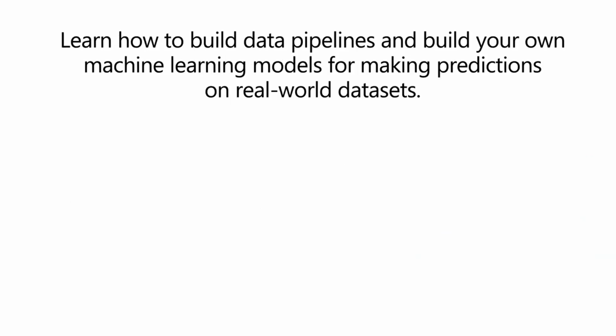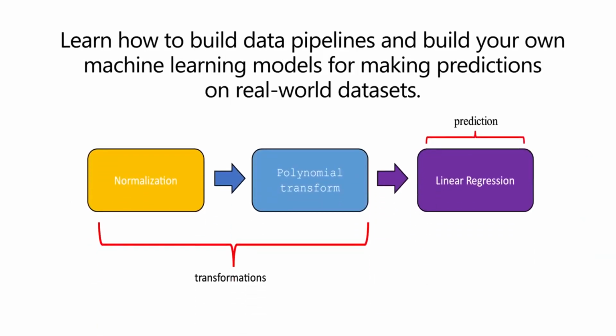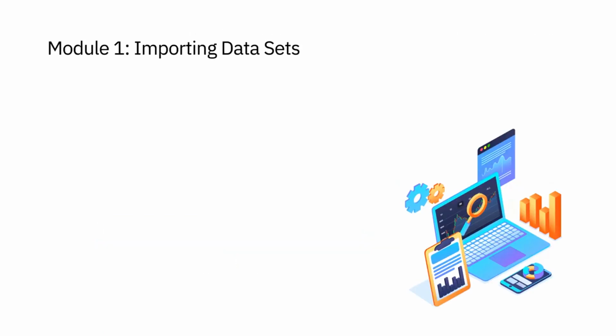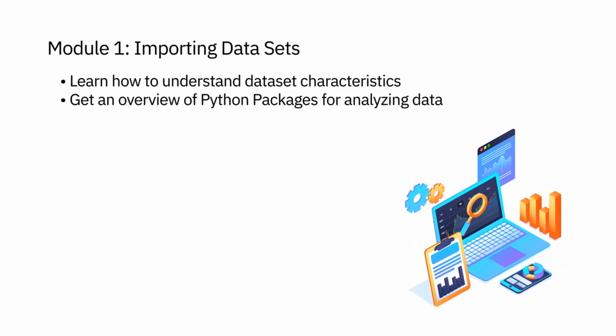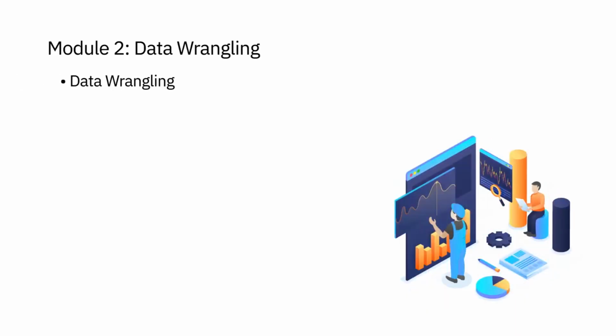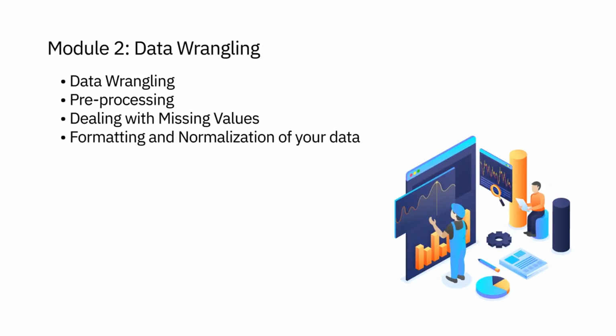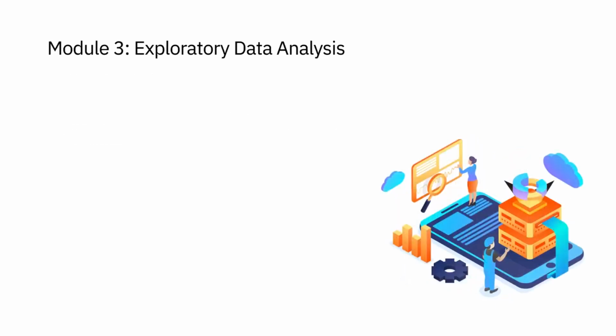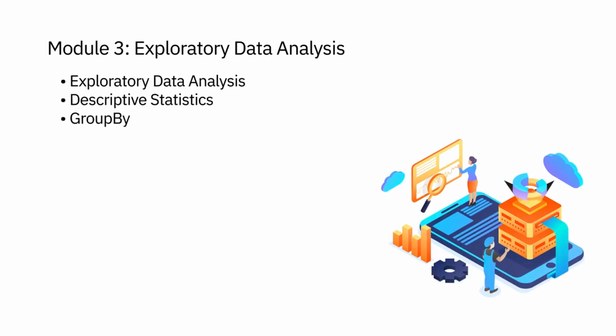In addition to analyzing data, you'll learn how to build data pipelines and build your own machine learning model for making predictions on real-world dataset. In Module 1, you'll learn how to understand the dataset characteristics, get an overview of Python packages for analyzing data, and learn how to import data and start analyzing it. In Module 2, I will teach you data wrangling, preprocessing, dealing with missing values, followed by data formatting and data normalization. In Module 3, you'll be introduced to exploratory data analysis, descriptive statistics, group by, correlation, and other important statistics.